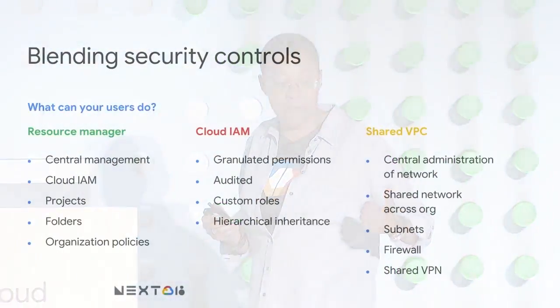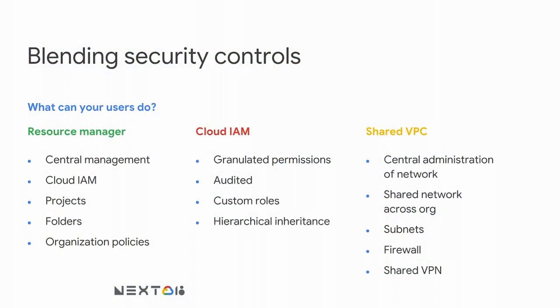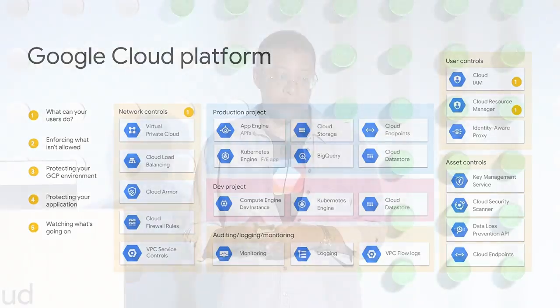So looking at what users can do, there's Resource Manager to give you the hierarchical attachment points and central management, Cloud IAM for those granulated permissions, and Shared VPC, which allows you to have this central network and administration. Okay? You'll see this slide a lot. It's just to kind of give you a reminder of where they're coming from in the logical groupings.